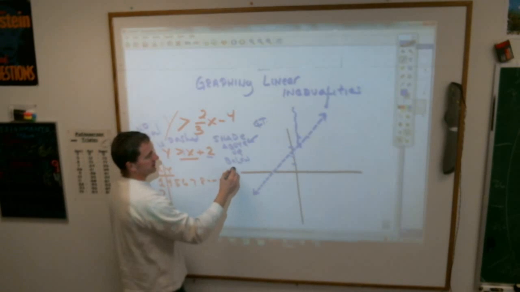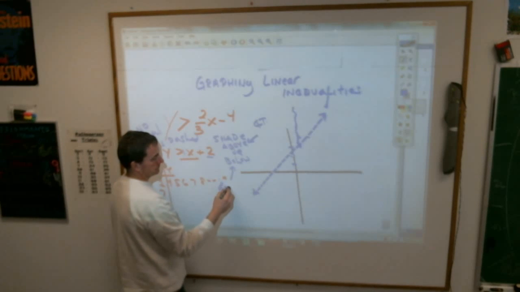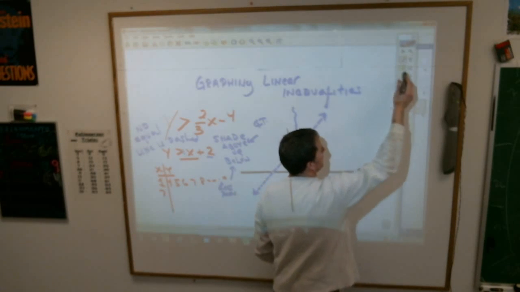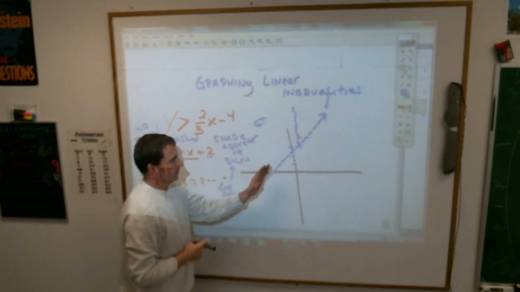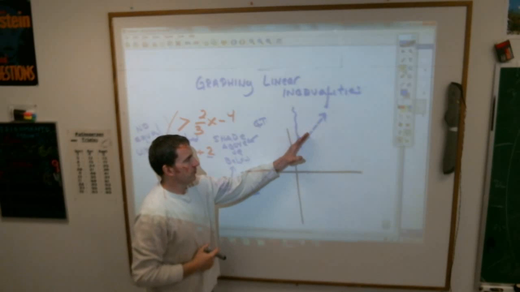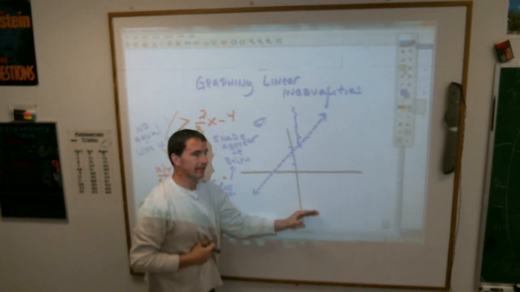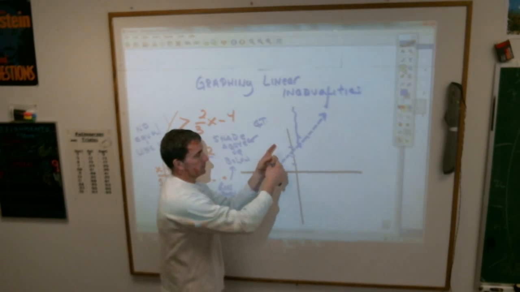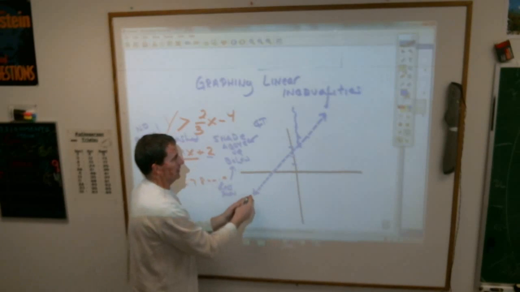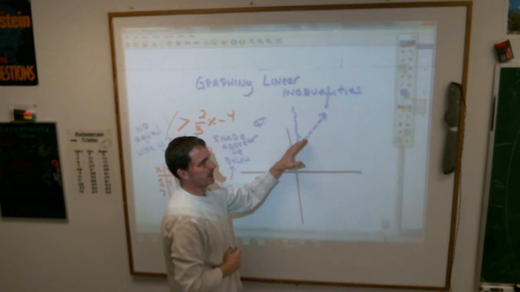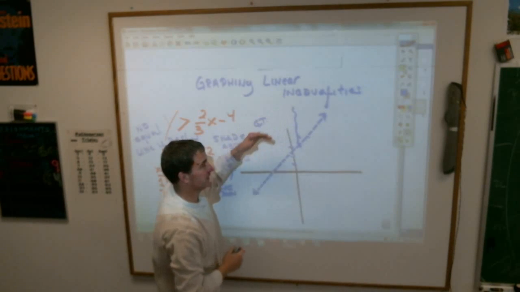If it is less than, it's below. Which means this, and this is the part most people seem to struggle with. Here's your line. You're either going to shade the top half of it, or you're going to shade the bottom half of it. And you're looking at it with respect to the y-axis.